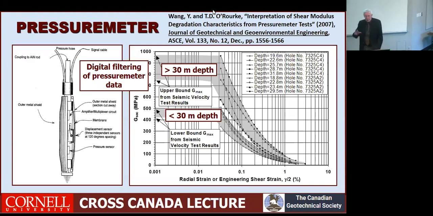Yu Wang, one of my students, showed how you use this telecommunication signal conditioning theory to come up with very fine refinements of what the shear modulus degradation looks like as a function of radial strain, which is your engineering strain. It's the shear strain divided by two. And you can see that we could distinguish a shear modulus degradation plot beneath 30 meters and above 30 meters. Below 30 meters is because we had multiple restroking so that there was more stronger material put in there. The one that we felt that we needed to go with was the one that was less than 30 meters, because that was having the most important effect on the excavation.